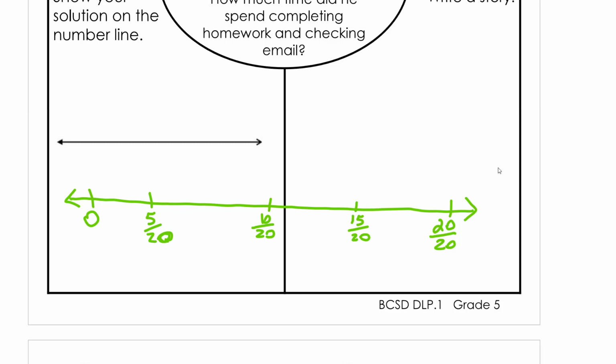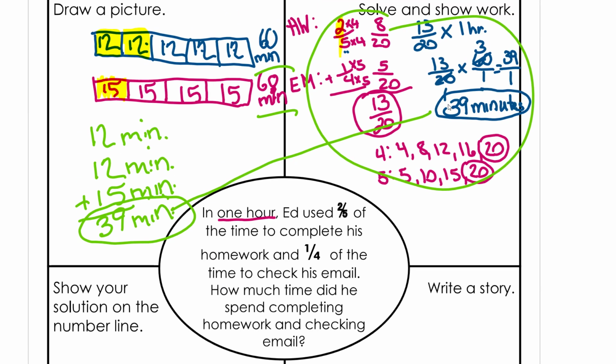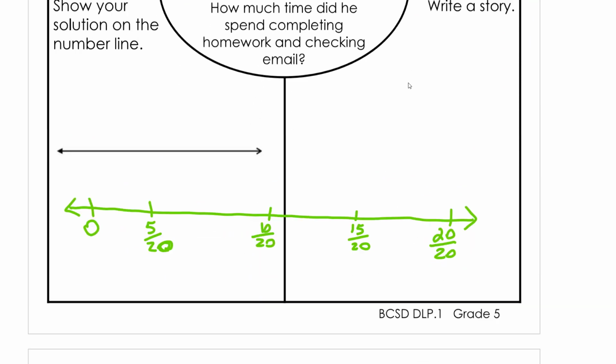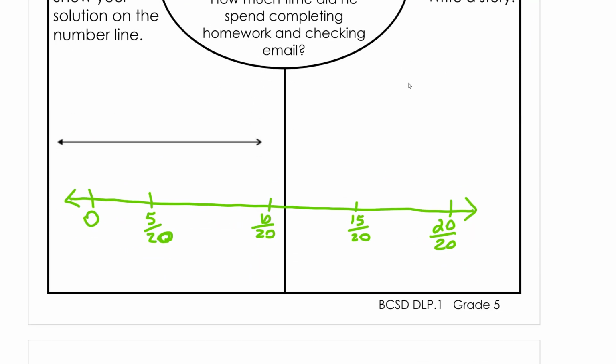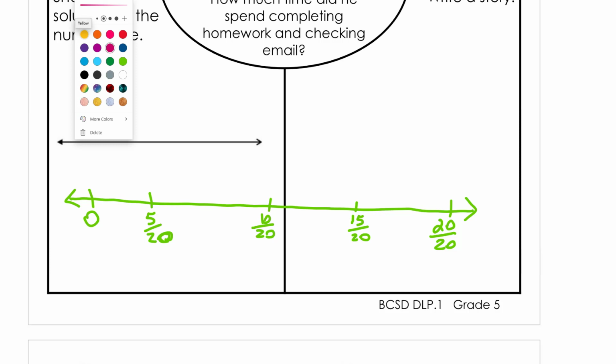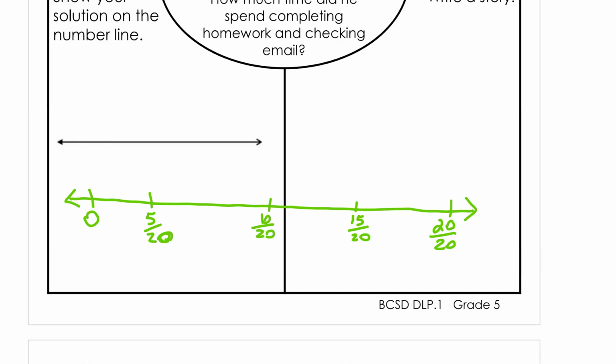Okay. So we started with, let's go back, 8 20ths. And then 5 20ths. And then we added 5 more. So what I need to do is I need to start right here. And so I'm going to change my colors so you guys can see what I'm doing here. And so this time I'm going to go with this purple.